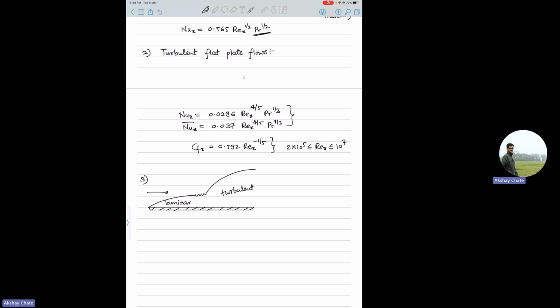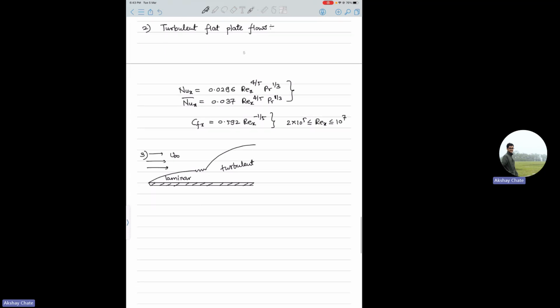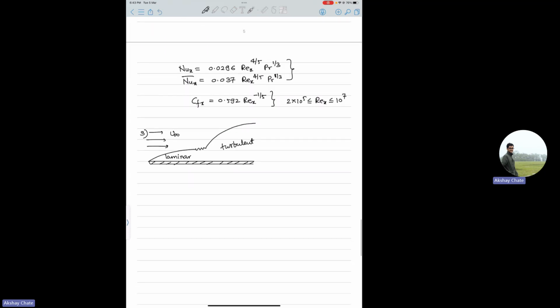Turbulent flow regime, you'll have different boundary layers. So in such a case, what you do is you assume the transition flow regime is small, and you directly calculate your average heat transfer coefficient as the summation of 0 to x critical. So this will be your x critical, right? Where your flow changes from laminar to turbulent.